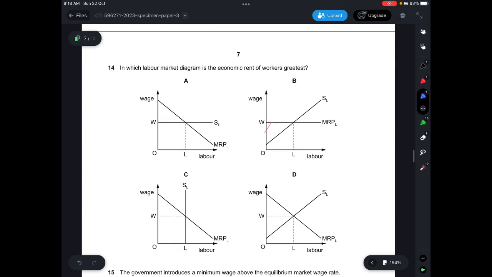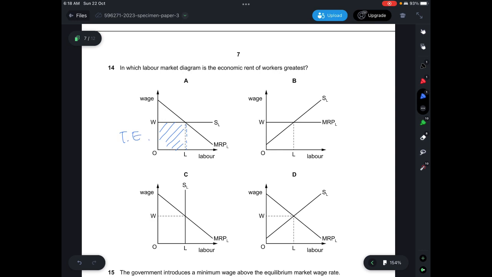Question 14. In which labor market diagram is the economic rent of workers greatest? Okay, we need to calculate both the economic rent and also the transfer earnings. So as you can see here, for A, you realize that the supply is perfectly elastic. Therefore, the entire portion below the supply curve and between the point where the quantity is decided, this entire area is your transfer earning, because the supply curve is perfectly elastic.